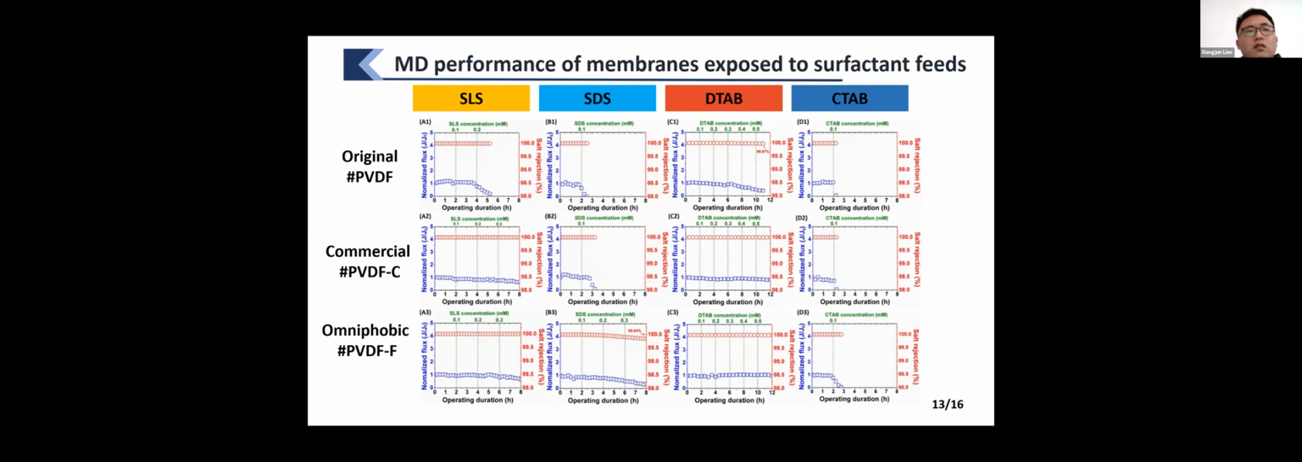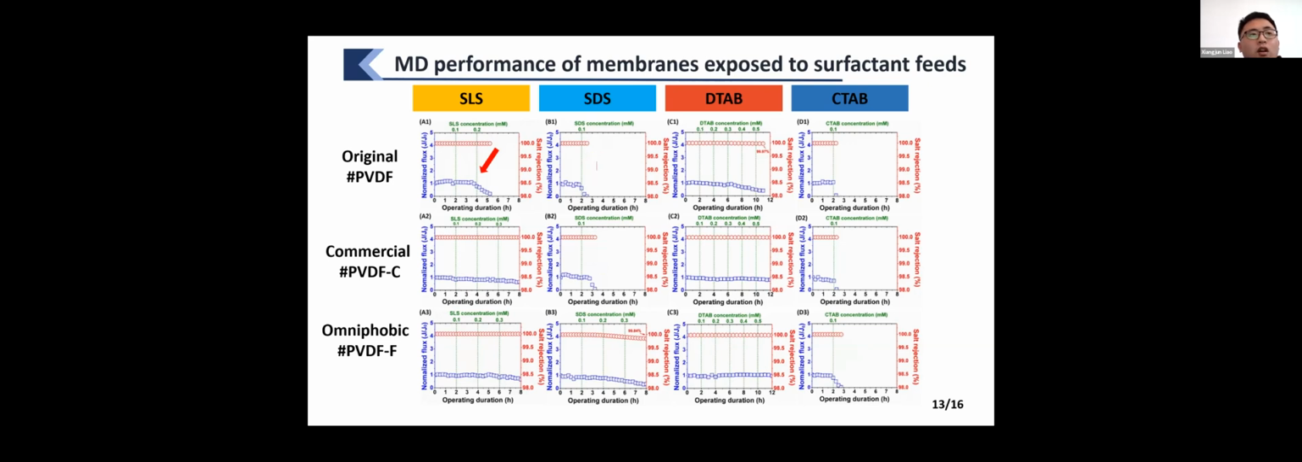This figure comprehensively shows the MD performance of the membranes to 4 different surfactant liquids. For SLS, the original PVDF membrane is wetted immediately after 0.2 millimoles SLS is added, while the commercial membrane and the omniphobic membrane remain stable, even when SLS accumulated to 0.3 millimoles.